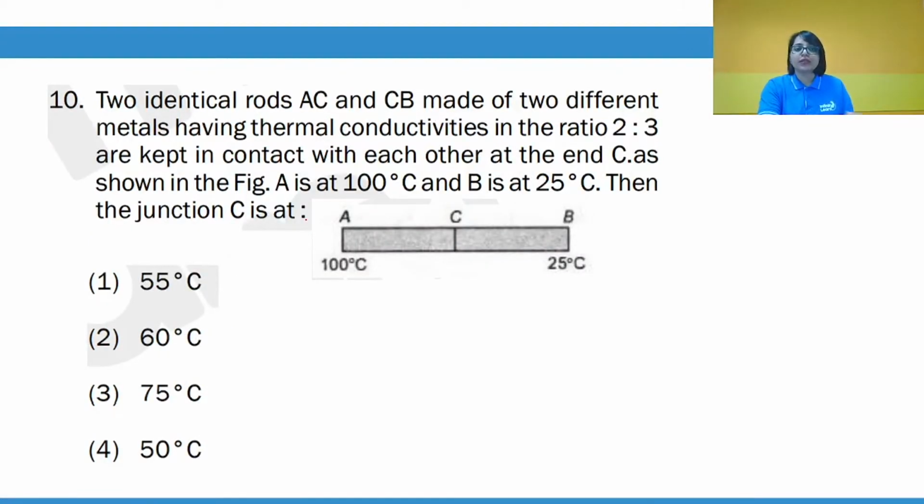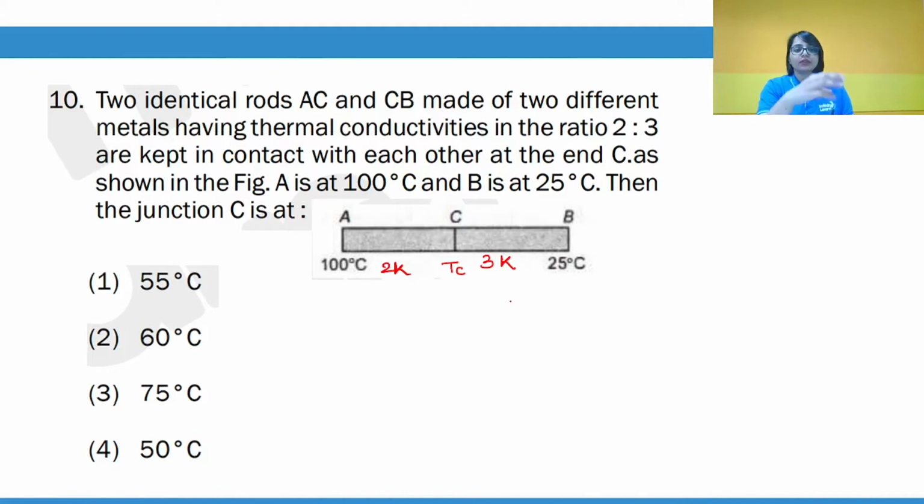Next is question number 10. Two identical rods AC and CB are made of two different materials and the thermal conductivities are in the ratio 2:3. So you can assume the first one is 2K and the second one is 3K. They are kept in contact. This end is at 100 degrees Celsius. This is at 25 degrees Celsius. We need to find the temperature of the junction C.